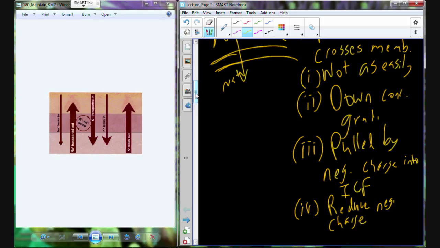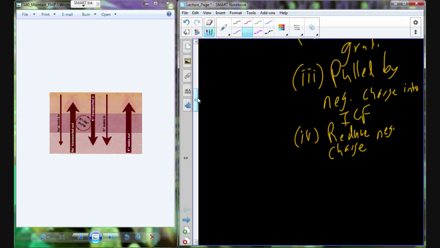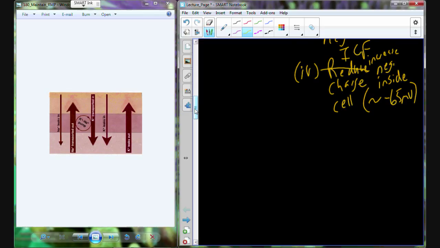And actually, that may not be the best thing to say, because reduce would indicate that it's becoming more negative. So let's say that it increases the negative charge, in particular inside of the cell. And that'll get us up to about minus 65 millivolts. Okay, we're still not at minus 70 millivolts, so we're still not good enough here. So potassium on its own, minus 90, add in sodium, now minus 65 millivolts. So we went from negative 90 to negative 65.